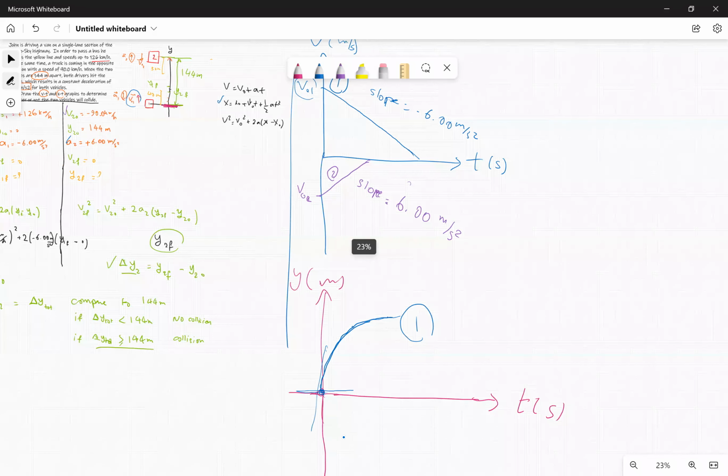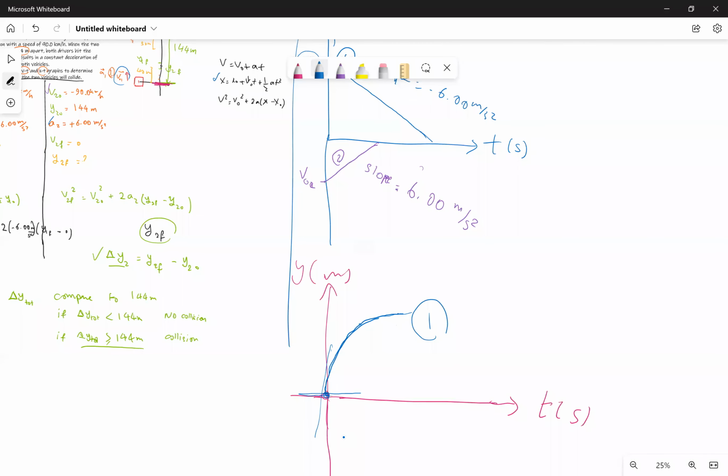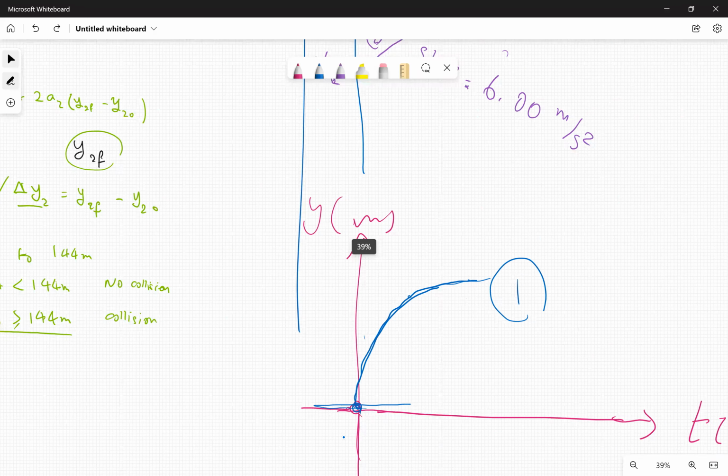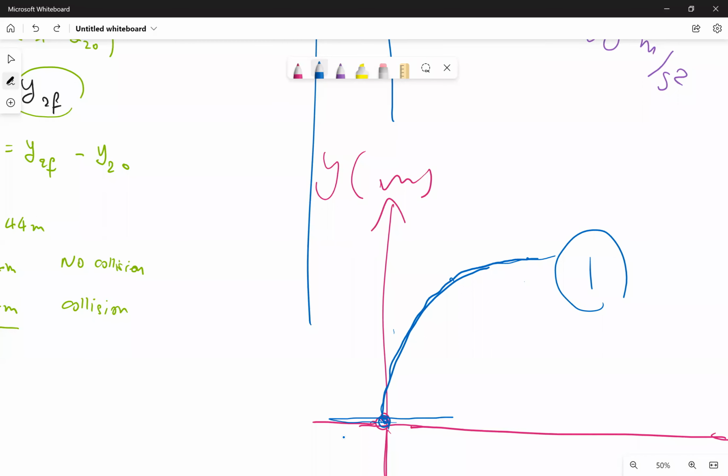Let's see if I can erase this line without erasing the whole graph. Yes. Oh no. What about this line? Zoom in.